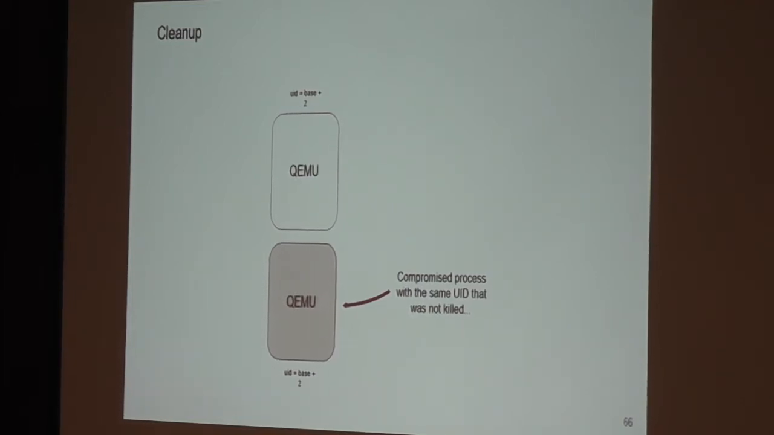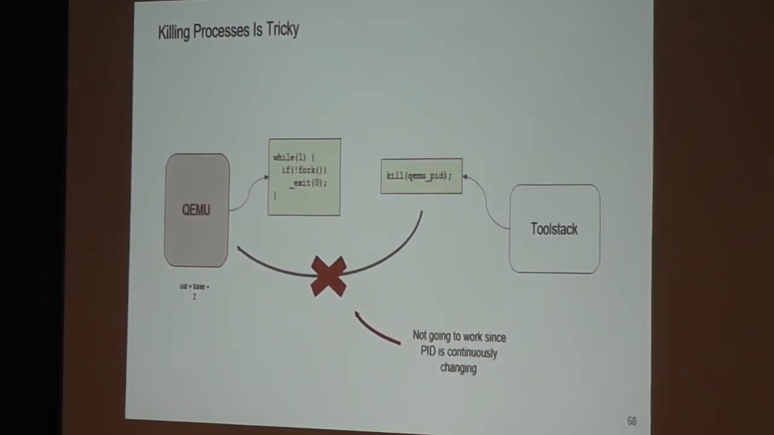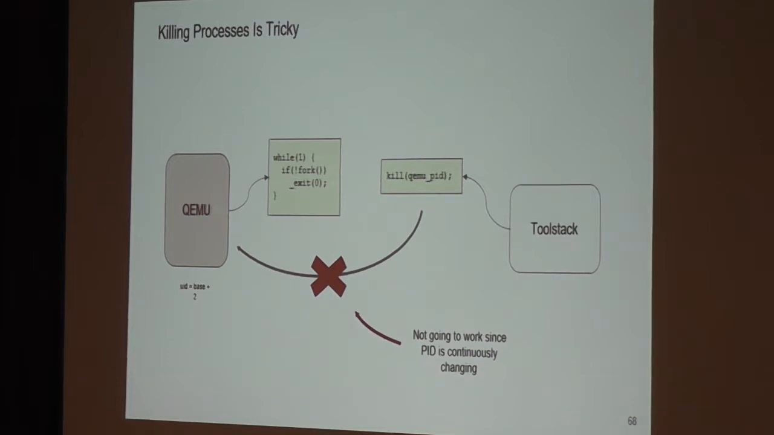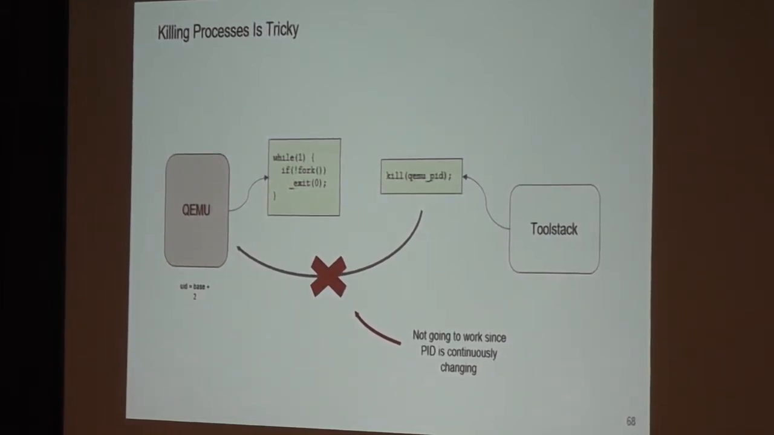Now, why didn't it die? Well, it turns out that killing processes is a bit tricky. If your compromised QEMU starts executing that loop there, which is a fork loop, then it's going to be changing process ID so rapidly that the tool stack trying to kill it by process ID is not going to win. Even if you try killall, killing it by the original PID it was spawned with is not going to work, and even if you use killall to try and follow it, you're not going to win the race. That QEMU potentially is going to stick around.